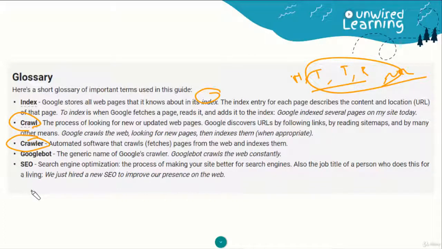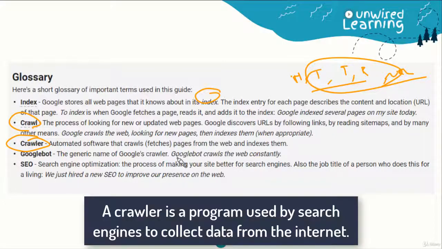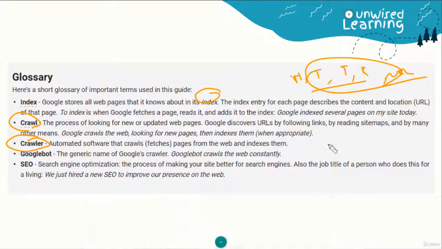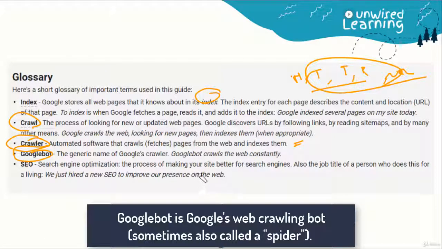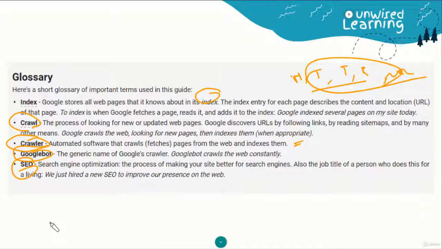Now let us understand crawler. A crawler is the automated software that crawls. So it is the software that fetches new pages or updates old pages, and indexes them into the Google database. Let us understand Googlebot. It is just the generic name for the Google crawler. So it is the crawler of Google. And SEO we have already discussed so much. So now I hope you will be familiar with these terms in the near future.